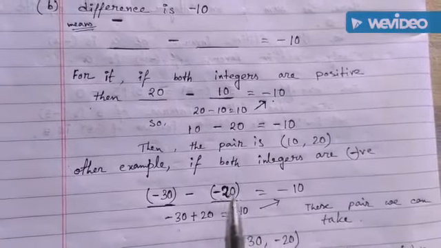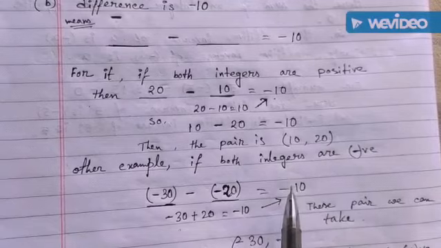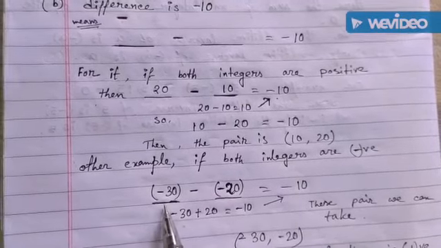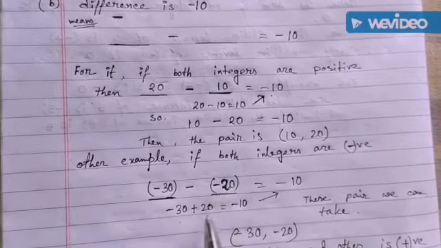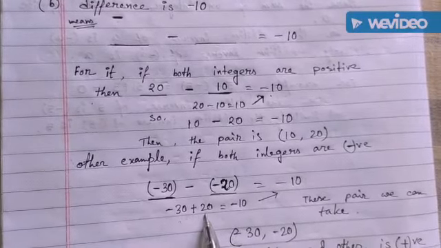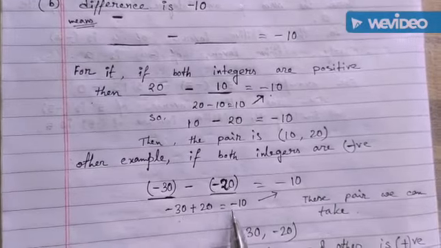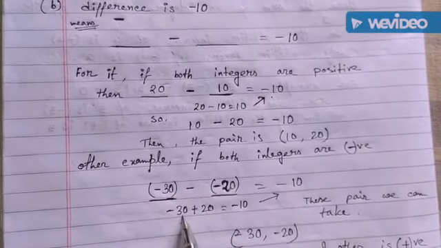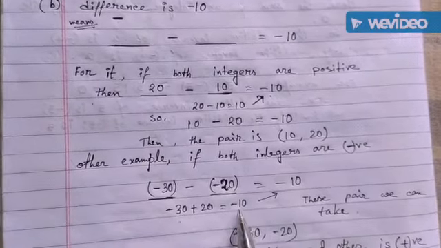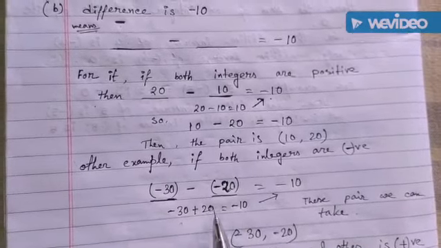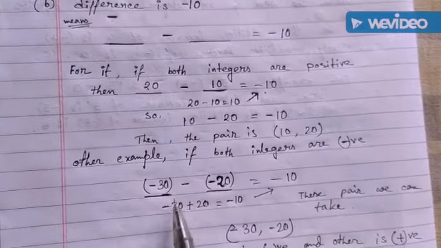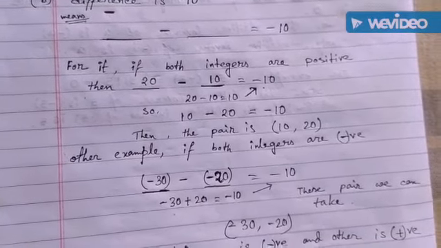Another example. If both integers are negative, then in this case what will be? -30 and -20. So minus minus plus, we know that -30 plus 20, 30 is greater, that's why the negative sign, and the numbers will be subtracted. So 10, so -10 we can get. Here the pair is -30 and -20, not only 20. -30 and -20.